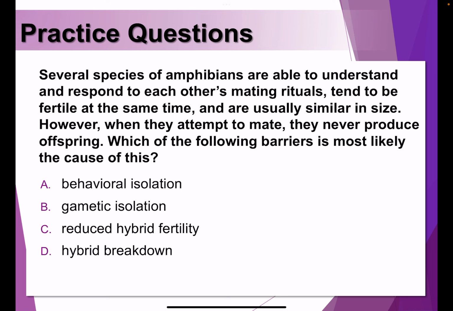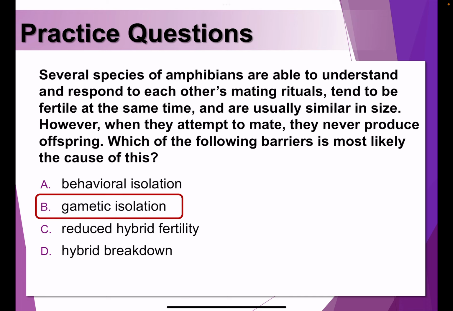Several species of amphibians are able to understand and respond to each other's mating rituals, tend to be fertile at the same time, and are usually similar in size. However, when they attempt to mate, they never produce offspring. Which of the following barriers is most likely the cause of this?